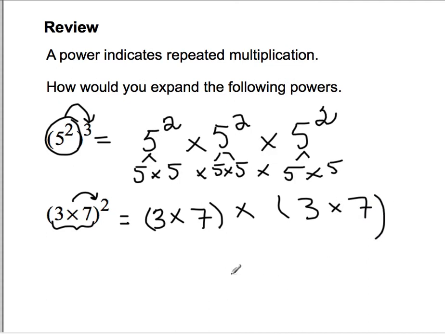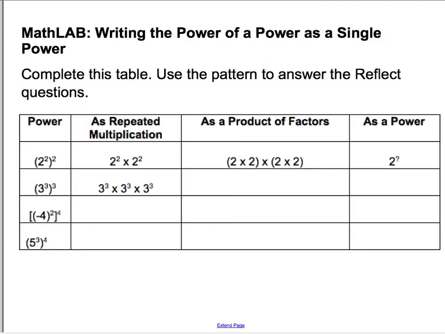Now another thing we have to know is that the commutative property of multiplication means that order in multiplication doesn't matter. So I can rearrange this in this order. That's going to be really helpful for the second lab that we do. So let's go take a look at the first lab.